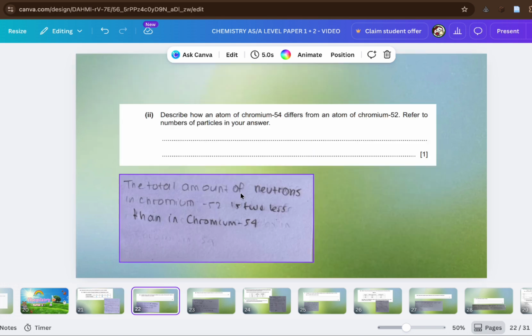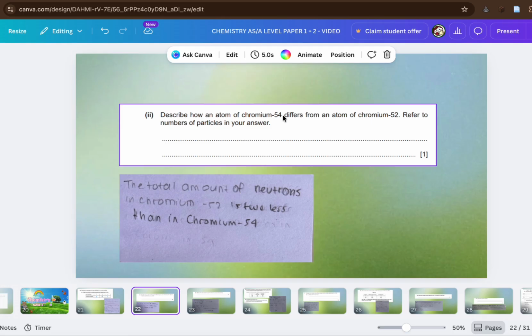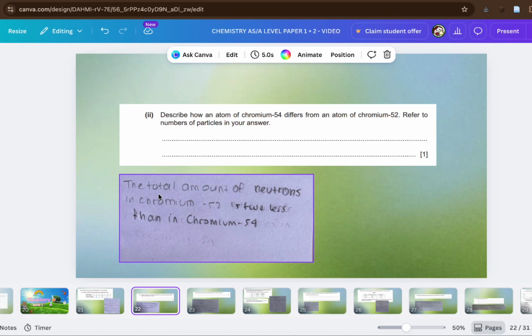Describe how an atom of chromium-54 differs from an atom of chromium-52. Refer to the number of particles in your answer. We see that the isotopic mass of chromium-54 and chromium-52 is different, which means that they have a different number of neutrons. So the answer is that chromium-52 has 2 fewer neutrons than chromium-54.